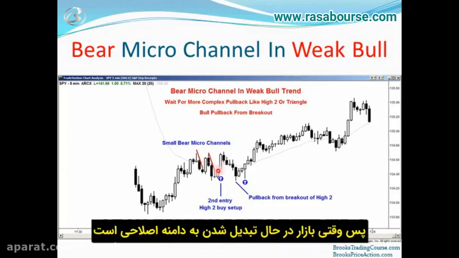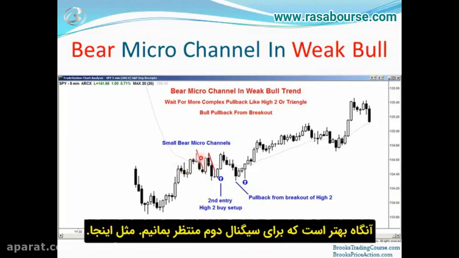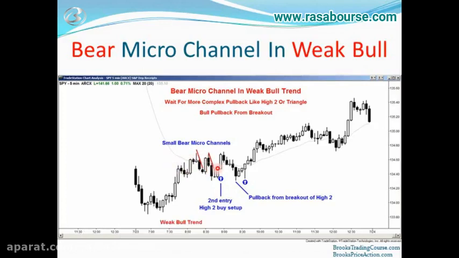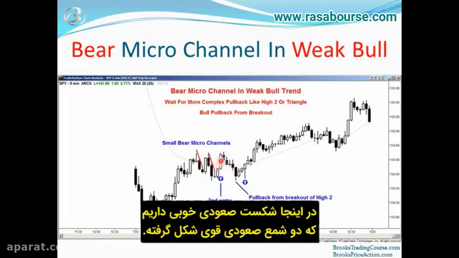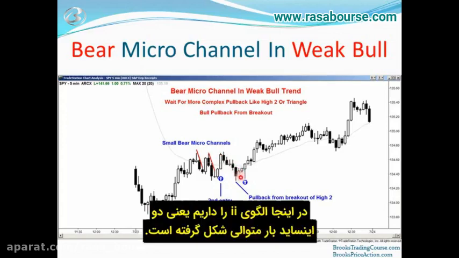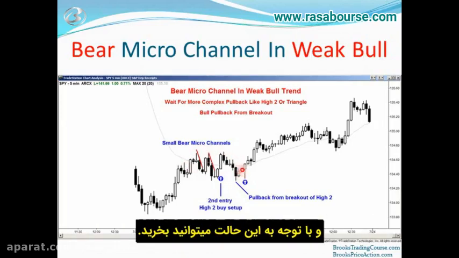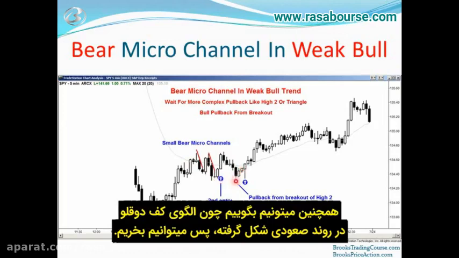So again, a bear microchannel in a market that might be transitioning into a trading range, better to wait for a second signal here. Pretty good bull breakout, 2 very strong bull bars, and then another bear microchannel. You have an inside bar and a second inside bar. Both have bull bodies. It's near the bottom of the trading range. You could buy it on that basis. You could also argue a double bottom in a bull trend and buy it on that basis.